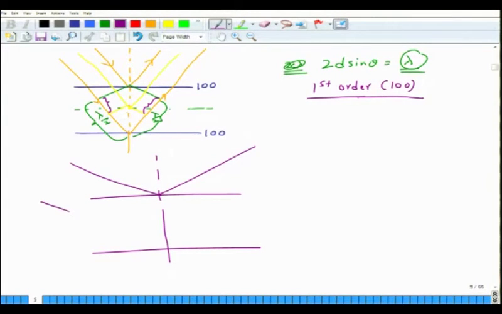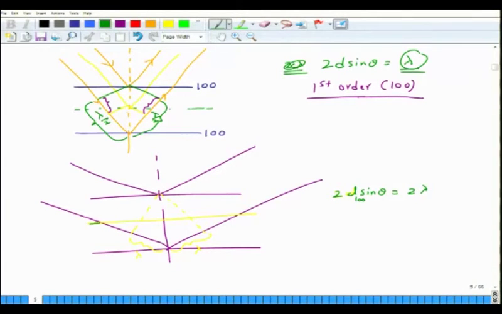you are now, when you draw this, since the angle has increased, the path length has increased. Let us say this is now equal to lambda, this is now equal to lambda. Okay. So, your 2d sin theta has now become equal to 2 lambda, all right. So this is the 100.